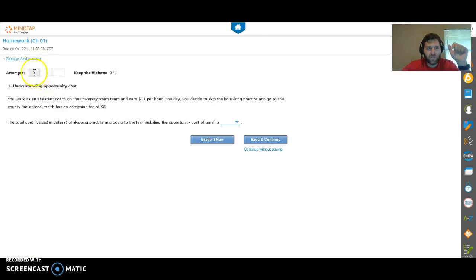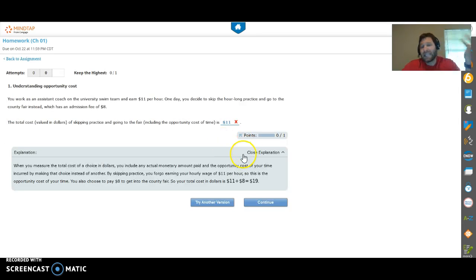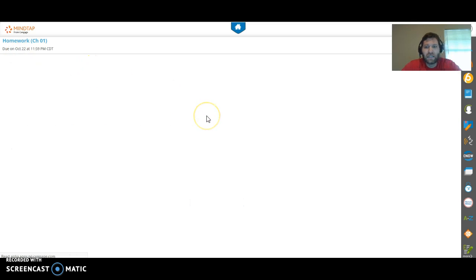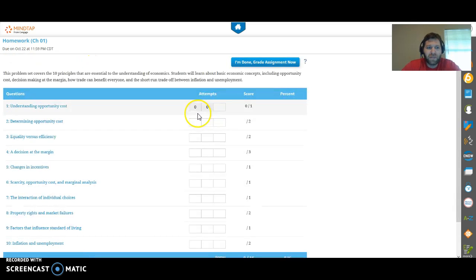You can see here on attempt 1, I got a 0. So here I'm going to say, it's $11. I don't know. Grade it now. Again, I was wrong, but eventually I might get it right if I'm actually reading the question. But you can get those 3 attempts per question. So make sure that you are doing that so you can better understand what is going on with the question, get a better understanding of the concept, and get a better grade.